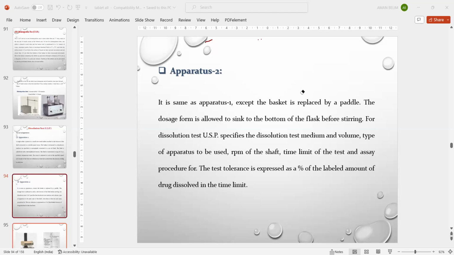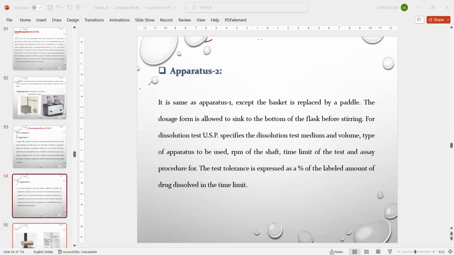Then which one is the fifth one? Paddle over disc, yes. And which one is sixth? Rotating cylinder, yes. And seventh, reciprocating holder, yes. One more name of that apparatus is reciprocating disc also. Remember that also. Reciprocating holder is right, and reciprocating disc is also right.